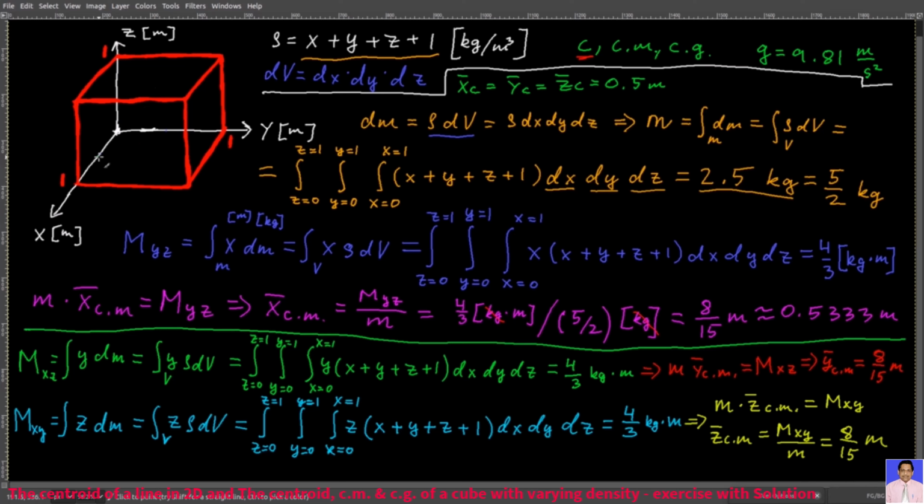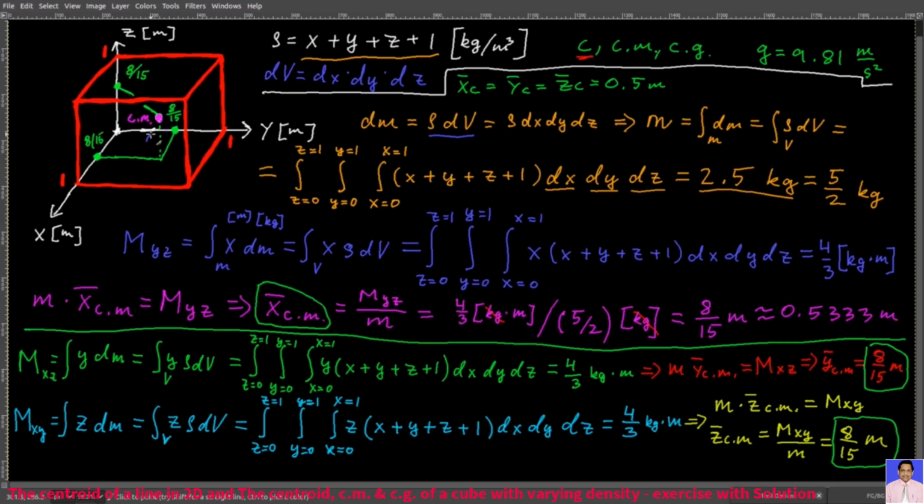You know your center of mass. This point here is 8/15 meters. That's your x bar cm. Then this point here is also 8/15 meters. So that's your y bar cm, on the y-axis. And then this point here is also 8/15 meters. That's your z bar cm. And so that means that this point here at x, y, and z equal 8/15 meters is the center of mass of this cube.